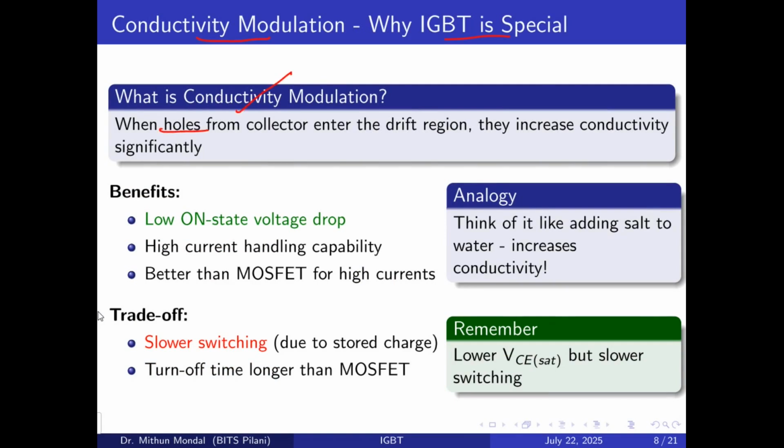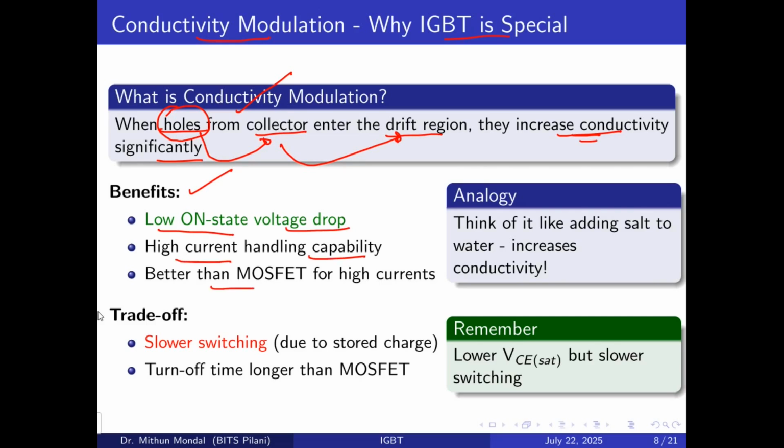When holes from the collector enter the drift region, they increase the conductivity significantly. So we know the charge carriers in terms of electrons and holes. Here we are talking about the holes. These holes will be coming from the collector and they will enter the drift region, and hence the conductivity will increase significantly.